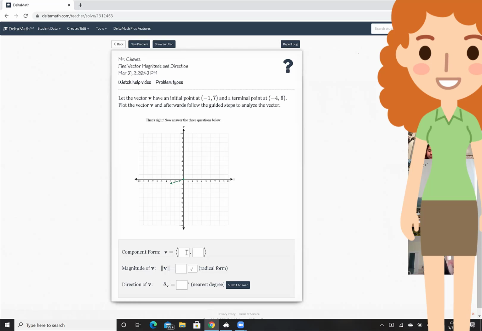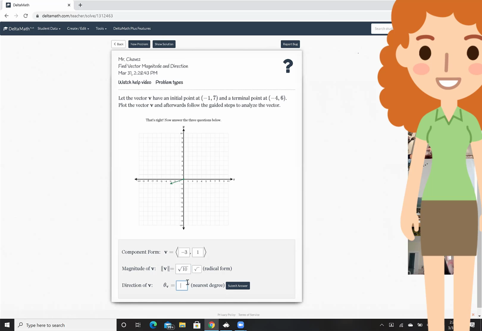So let's see, what is my vector component in the x direction? I went 1, 2, 3 to the left, so put -3. In the y direction, I went 1 down, so put 1 in there. And then I verify that the difference between the x's is 3 to the left and 1 down, and it is. So let's see, 3 squared is 9, plus 1 squared is 1, 9 plus 1 is 10. So I'm going to put square root of 10.